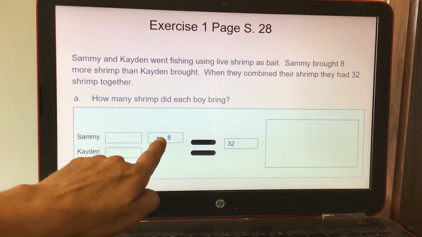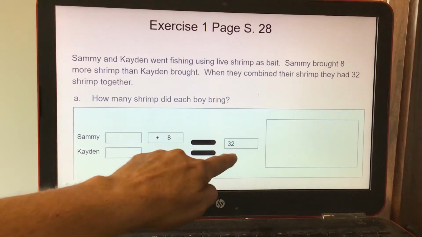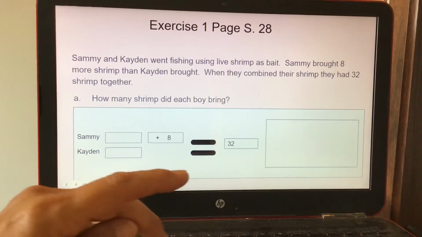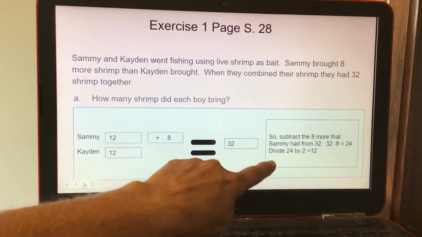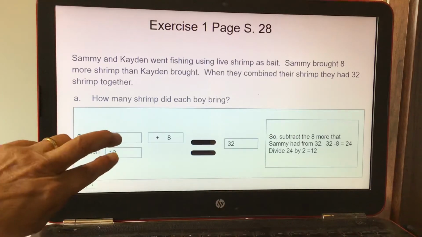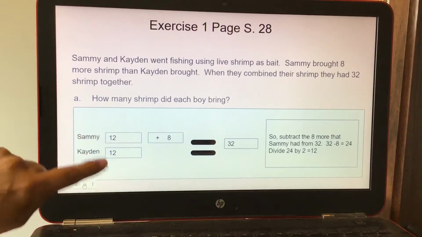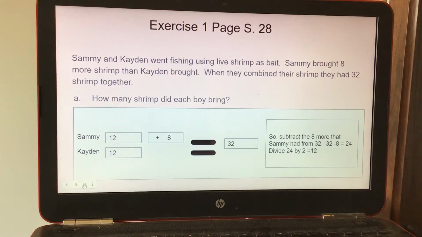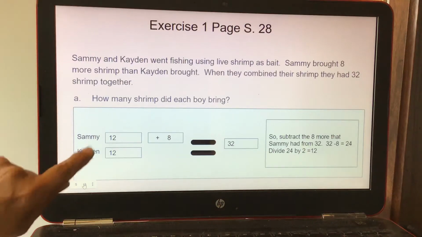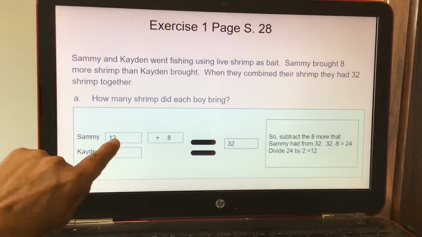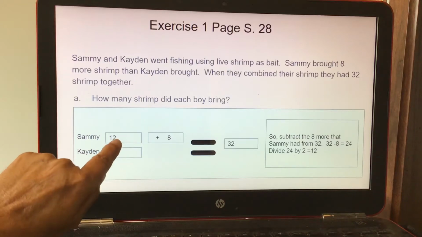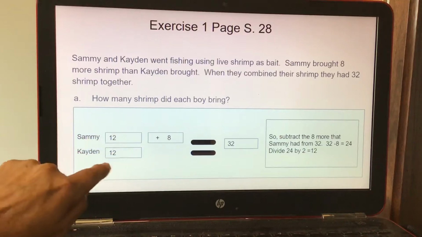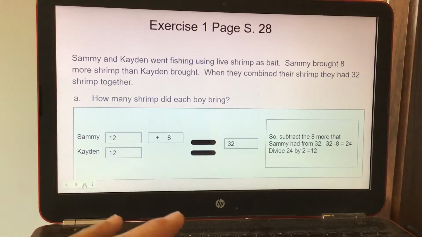So I could subtract the 8 that Sammy brought from 32, and that should give you 24. And then I could divide the 24 by 2, because there's 2 boys, and then put it in the spots, 12 and 12, right? So if you divide 24 by 2, it equals 12. Then for Sammy, you would have to add that 8 more than Kaden to it. So he brought 20 and Kaden brought 12. If you add 20 plus 12, it equals 32.